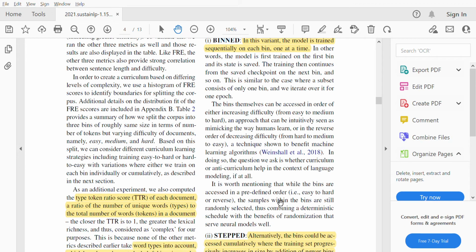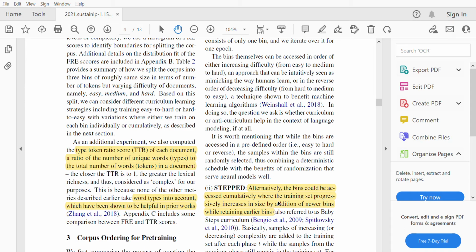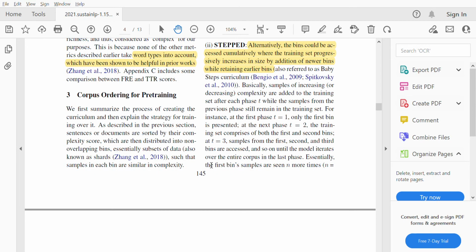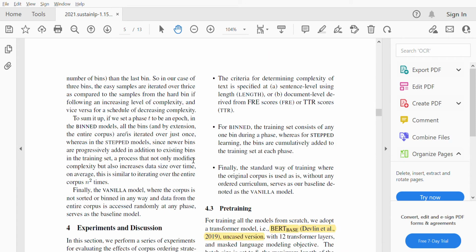In the stepped case, we're going to start out with the 2 to 5 case, and then pile on top of that the 6 to 10 word cases and train on all of those sentences, so 2 to 5 words as well as the 6 to 10 word sentences. What this does, ideally, is give us some ability to not catastrophically forget our basic grammar and our 2 to 5 word sentences. That is the idea here. They want to look at both of these.